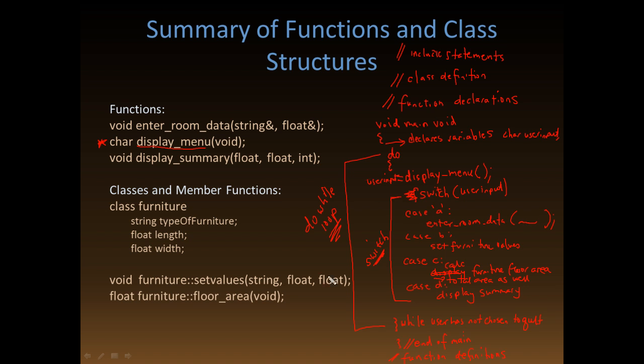We know we're going to need a while loop and a switch. And notice all these details of what is happening when we enter room data or set the furniture values. That all happens in the function definitions at the end of our program. Okay, so that all happens down here. And that is a decent plan, and from this plan we would write our program.